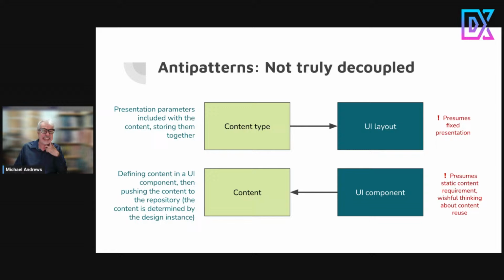Now, I see a lot of anti-patterns where people imagine that they're decoupling their content and their design, but they're really not. The first example I see is where people are putting presentation parameters in their content type. So they've made an assumption about how that content's going to appear when they do that. And it's harder to change after that, after you start wiring it into your content. So just to give you a simple example, I've seen a vendor put color into content types as part of their out-of-the-box content model.